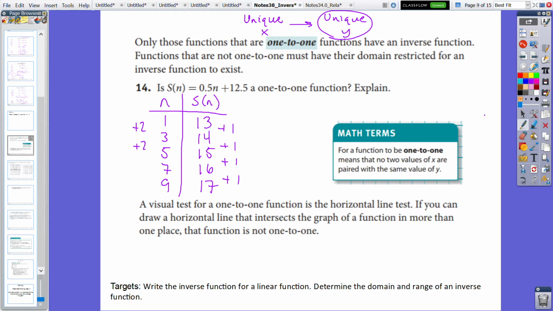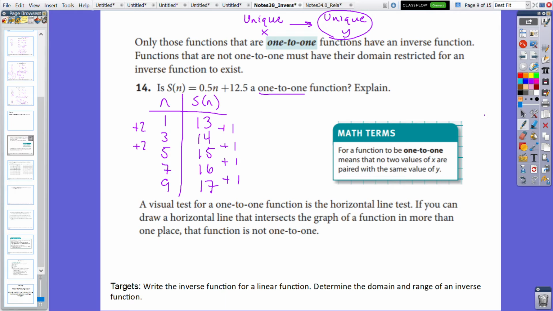So in this case, I can tell that every time I add 2 to my n values, I go up by 1. That means that there is a one-to-one function here, simply because this pattern will continue. Whether I increase n or I decrease n, there will always be a pattern, and there will always be a unique output for my function here.